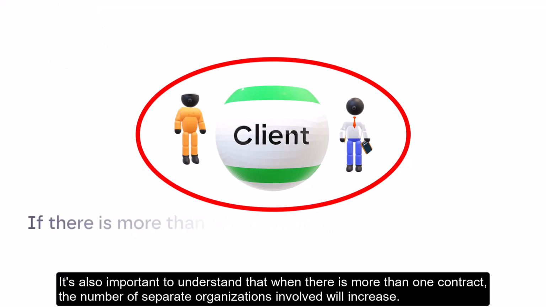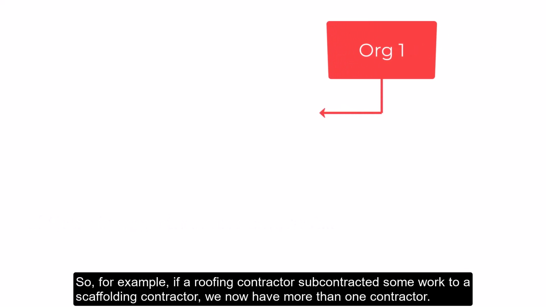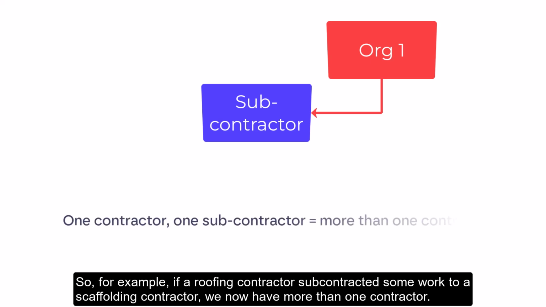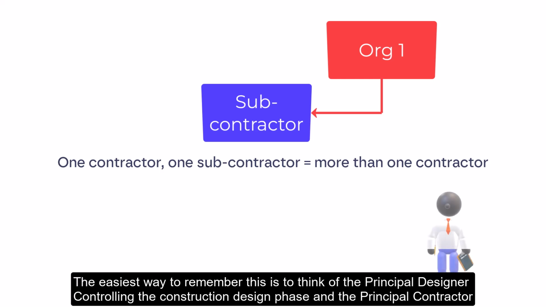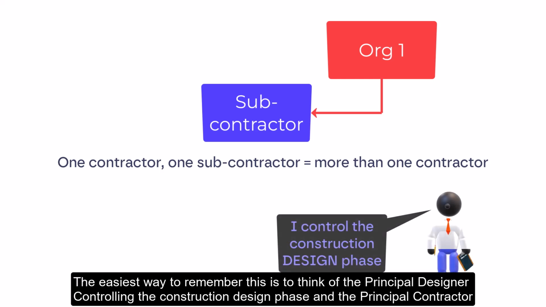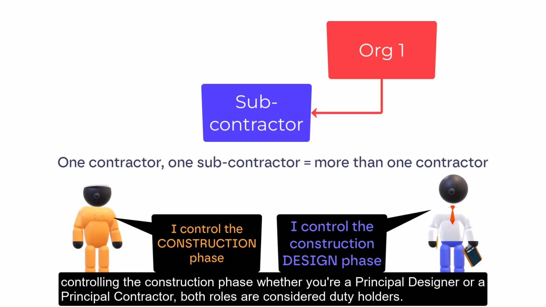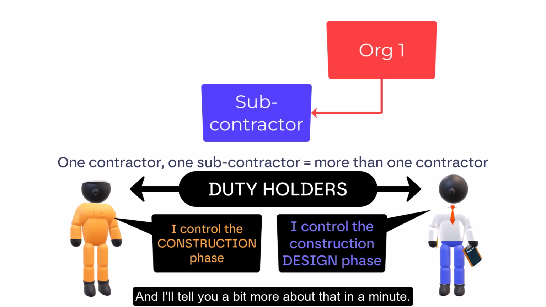It's also important to understand that when there is more than one contract, the number of separate organizations involved will increase. So, for example, if a roofing contractor subcontracted some work to a scaffolding contractor, we now have more than one contractor. The easiest way to remember this is to think of the principal designer controlling the construction design phase and the principal contractor controlling the construction phase. Whether you're a principal designer or a principal contractor, both roles are considered duty holders, and I'll tell you a bit more about that in a minute.